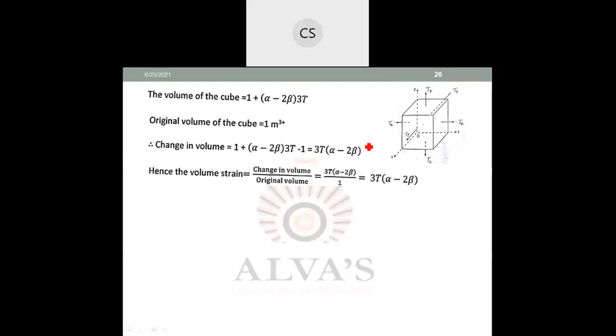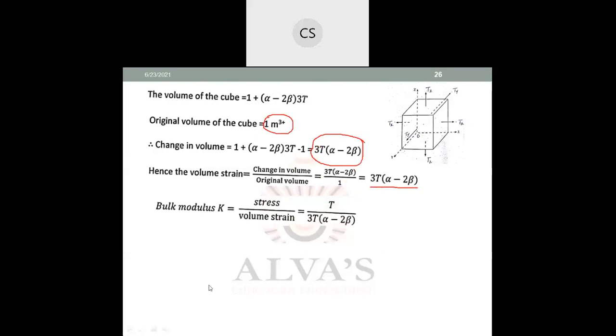So change in volume is 3t into alpha minus 2 beta, and original volume is 1. So therefore 3t into alpha minus 2 beta divided by 1. So you are left with 3t into alpha minus 2 beta. So you got the volume strain.